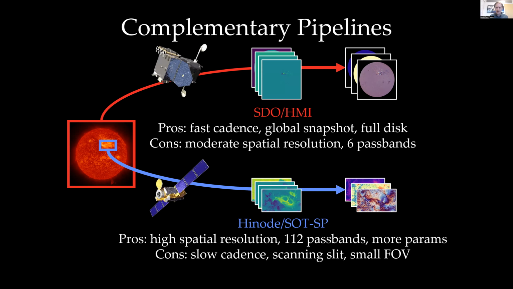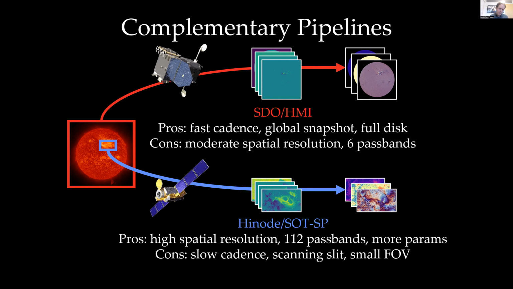In particular, there are instruments like SP, which observe at a really high spatial resolution, observe tons and tons of data, and actually produce more parameters. It can separate out properties such as the fill factor of the magnetic field. But the con is a slower cadence and being a scanning slit instrument, which means that it slowly scans a slit across the sun, so you don't get a single global snapshot. You get essentially pictures taken at different points in space and different points in time. And it also has a very small field of view compared to HMI. So these instruments have complementary pipelines.